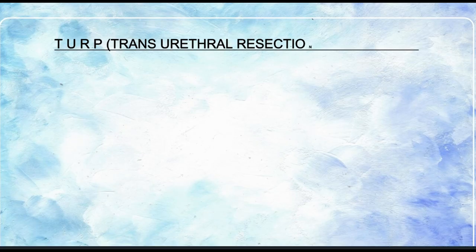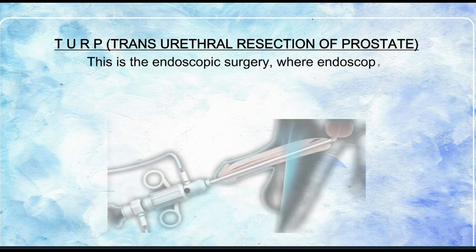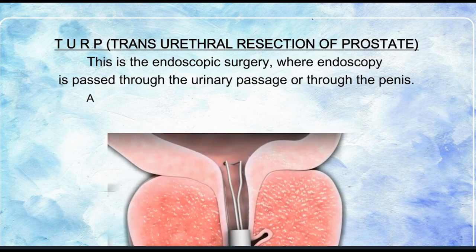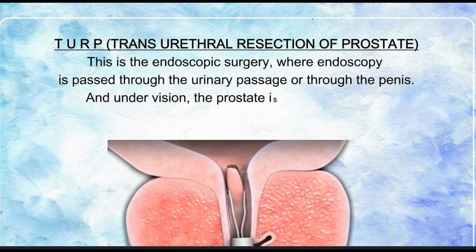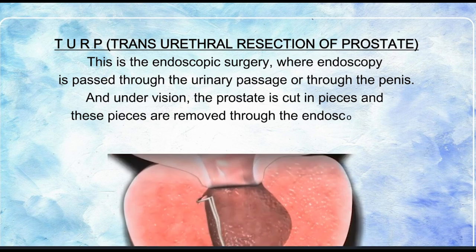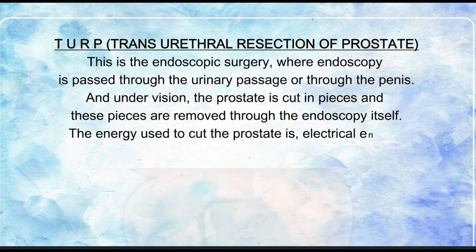TURP, transurethral resection of prostate. This is the endoscopic surgery, where an endoscope is passed through the urinary passage or through the penis. And under vision, the prostate is cut in pieces, and these pieces are removed through the endoscope itself. The energy used to cut the prostate is electrical energy.